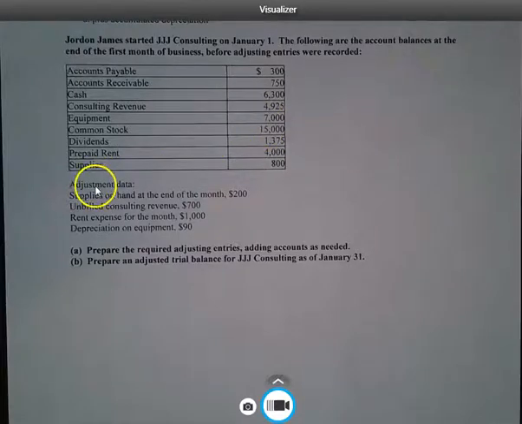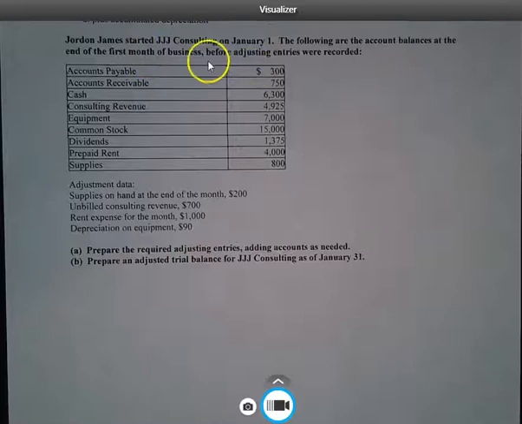Then we have some adjustments that need to be made, four of them. What do they want us to do? They want us to prepare the required adjusting entries, adding accounts as needed, and then we're going to prepare an adjusted trial balance for JJJ Consulting.